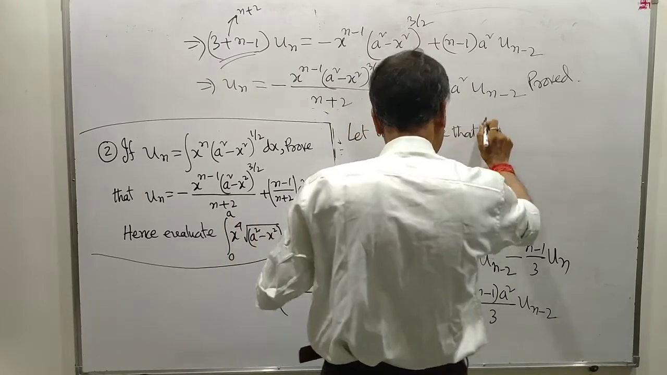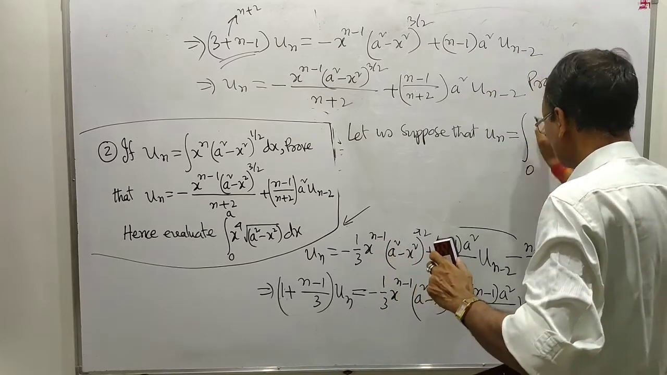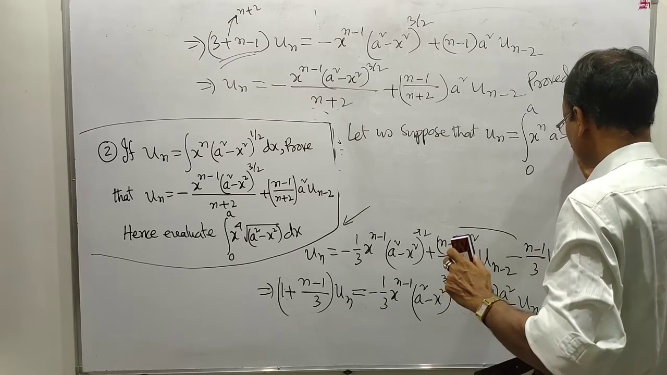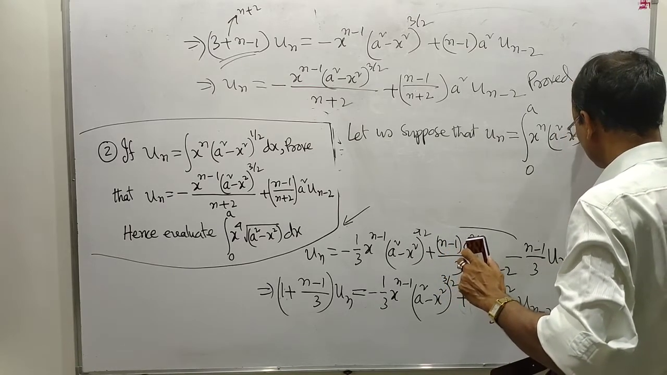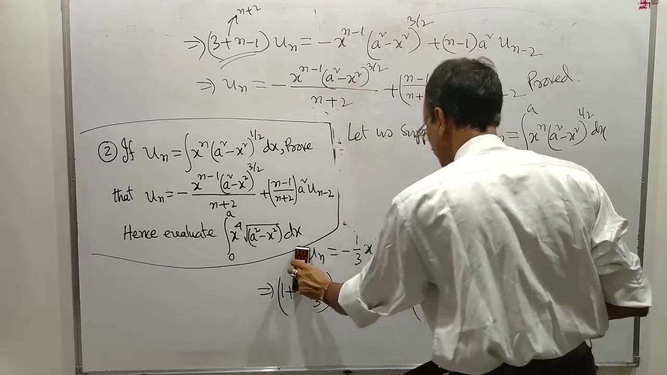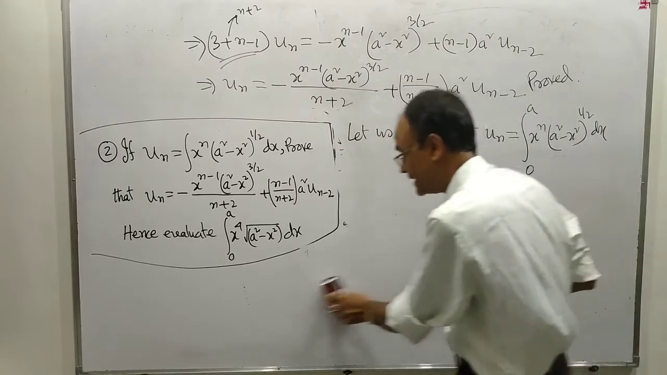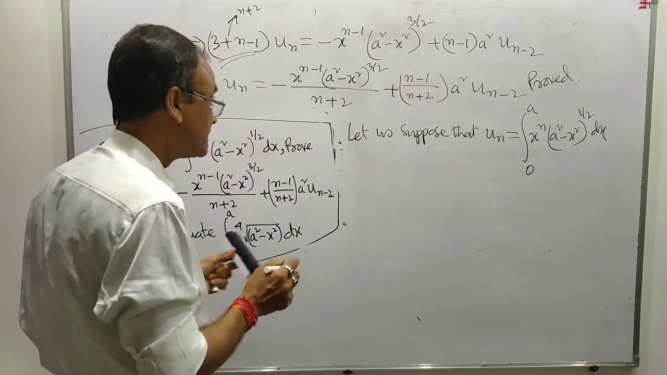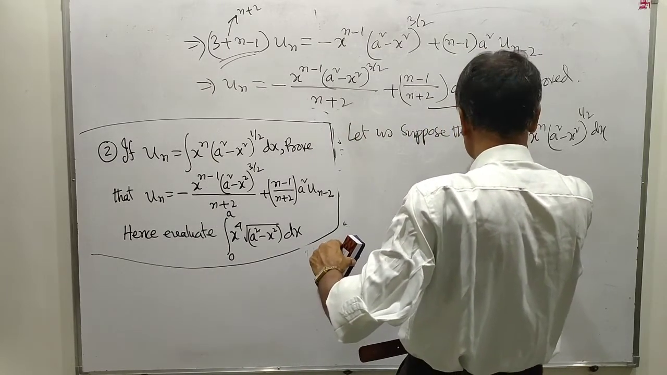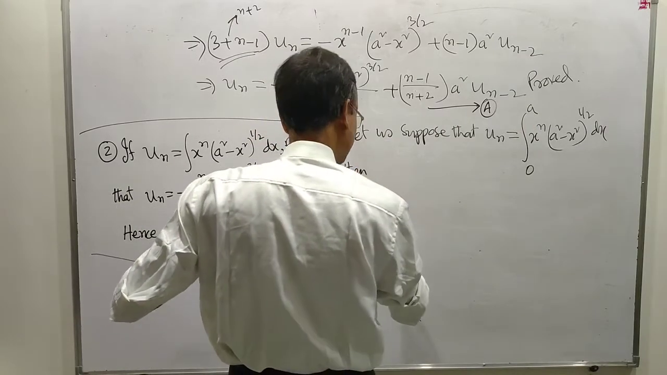Let us suppose that un is equal to the integration from 0 to a of x to the power n times (a square minus x square) whole to the power half dx. Let us suppose this one. Then suppose this number is a.